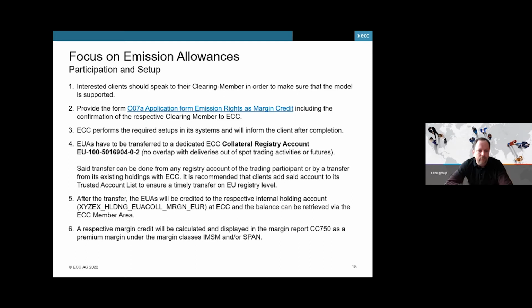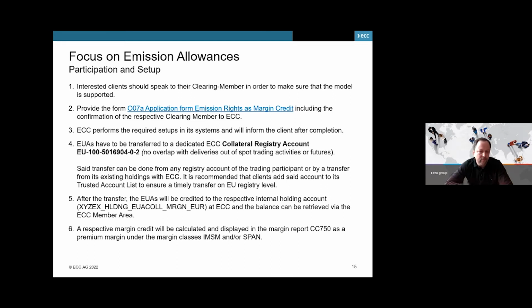So what we recommend, to ensure that we can return the emissions swiftly, is to put the ECC account, this dedicated collateral registry account, on the trusted account list of the member. After we have received the EUAs, we will record those collaterals in our internal holding systems, and the holdings are then also available via the ECC member area.